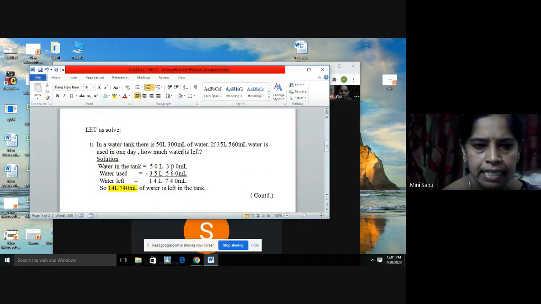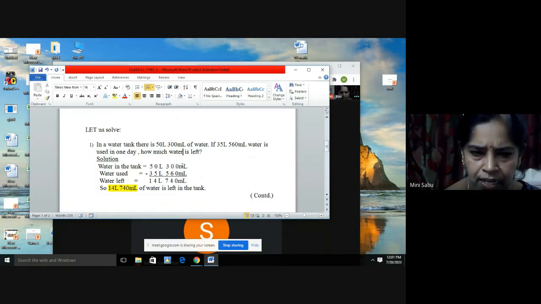Water in the tank: 50 liter, 300 milliliter. Water used: 35 liter, 560 ml. Only one thing you should be careful about, all of us should be careful while copying the quantity from here. We should not make a mistake. So before subtraction, you check it once again like this.